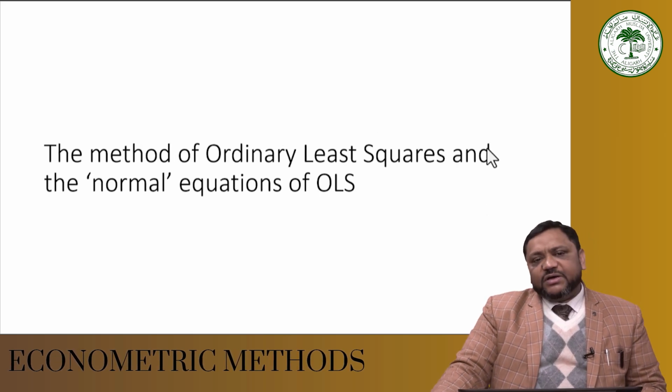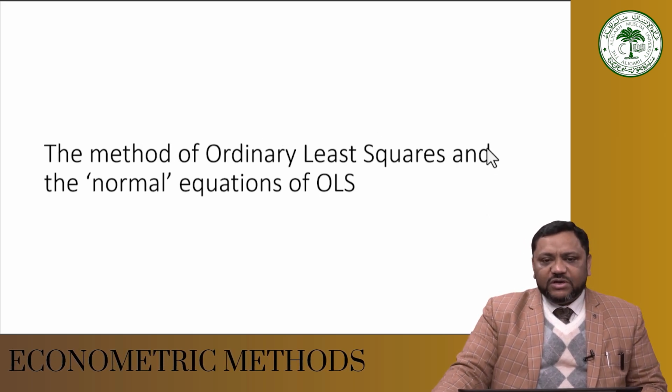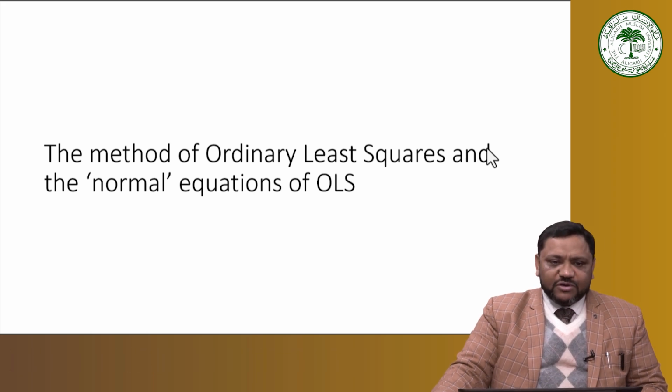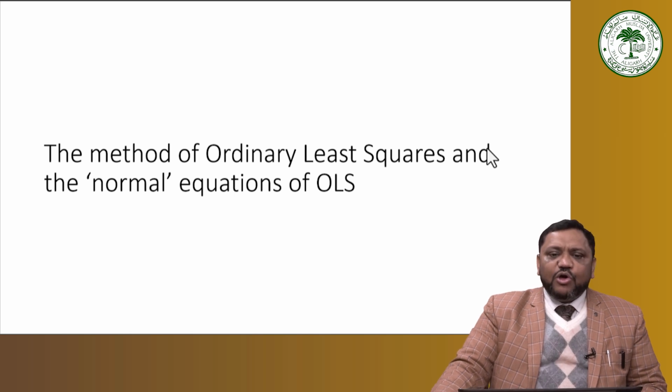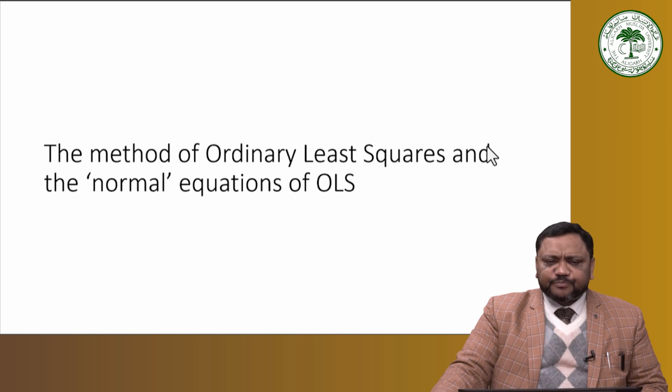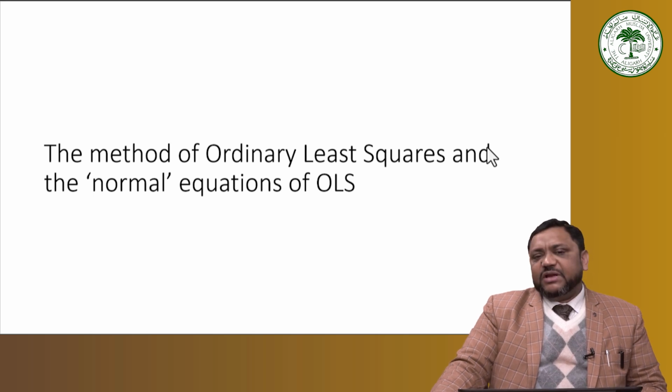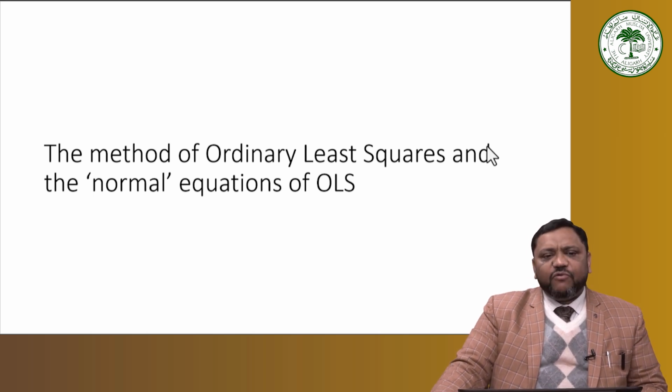Today we would be dealing with the method of ordinary least squares and the normal equations of ordinary least squares. Basically, we had this equation, y hat is equal to alpha hat plus beta hat x. Now we will be deriving the formula for beta hat and alpha hat. They are basically derived in two ways. One of them is through the help of normal equations.